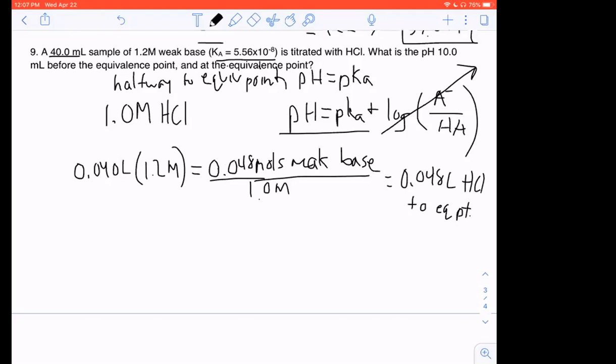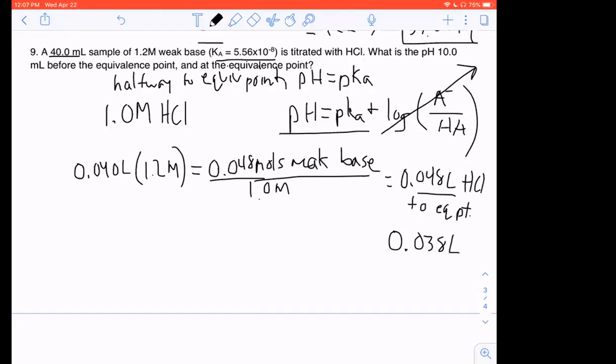The first question asks, what is the pH 10 milliliters before the equivalence point? So you have to figure out what the equivalence point is before you can do that. We found the equivalence point is at 0.048 liters. To get 10 milliliters before that, you just subtract 10 from this. So the first part of the problem is the pH at 0.038 liters added, or 38 milliliters. Hopefully that's enough for some of you to get started.